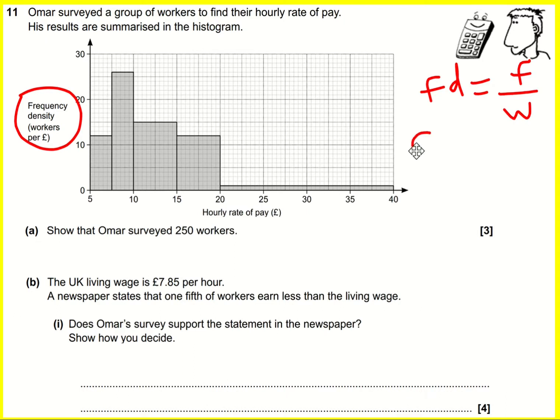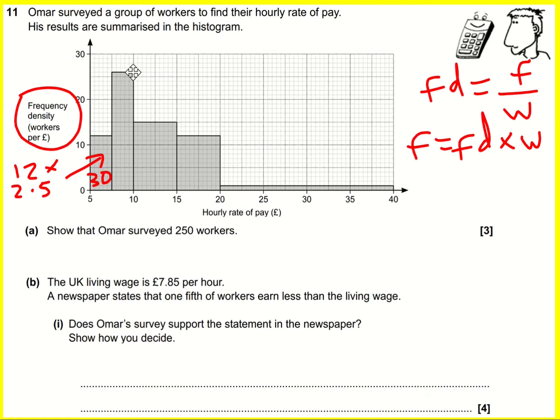Well, we just simply rearrange this formula. So the frequency is the frequency density times the width, and then I can work out all of these. So for example here, I could do 12 times a width of, so it's 5 to 10 here, so this is going to be 2.5, so it's 12 times 2.5, and that's going to be 30. So we've got 30 here.